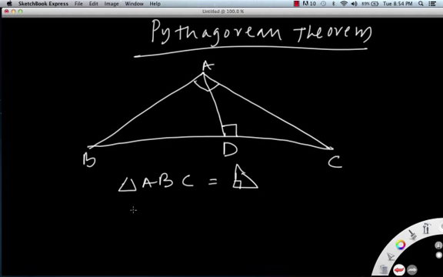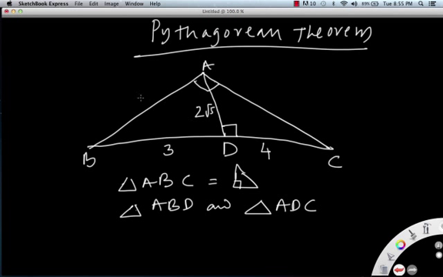Similarly, the perpendicular line segment AD to the base BC has divided it into two smaller right angle triangles, which are triangle ABD and triangle ADC. So if we are given the height of the right angle triangle to be 2 root 5, and the base is divided into two different line segments 3 and 4, and you are asked to calculate A and B, it's quite simple to do by applying the Pythagorean theorem to the two triangles ABD and ADC.